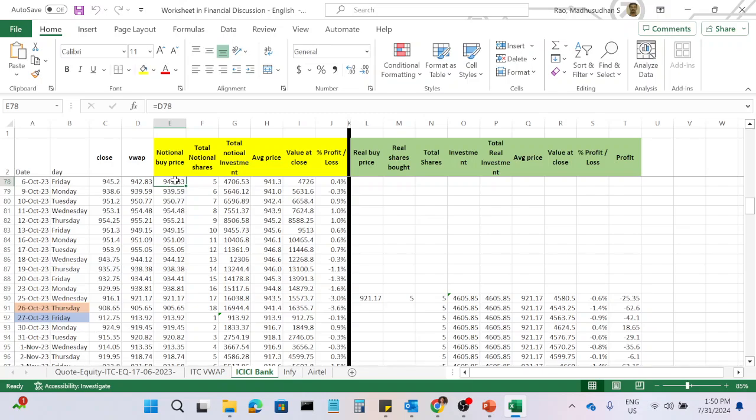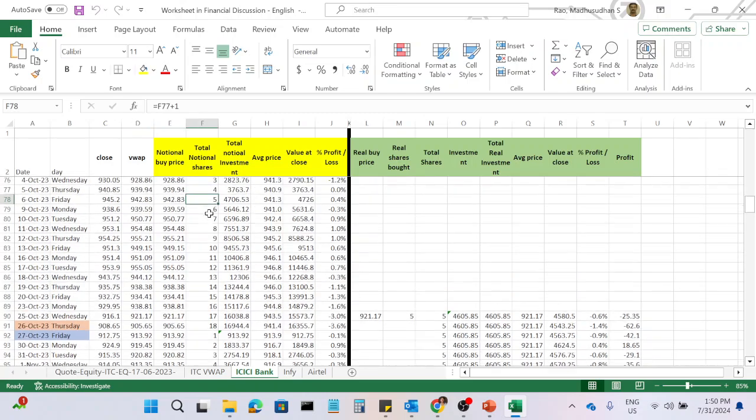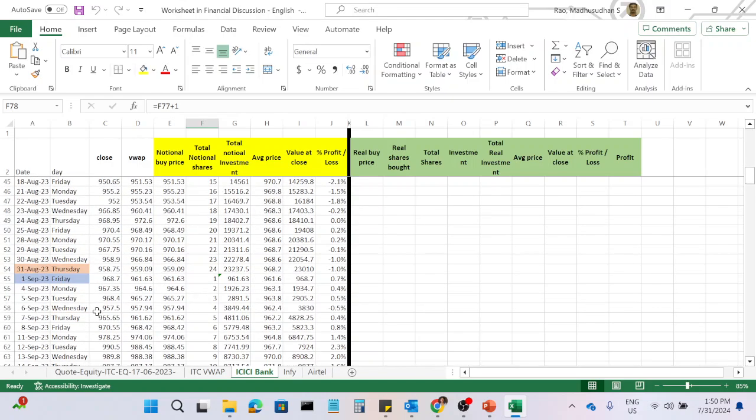That means notional buy, you are thinking that you are buying at the VWAP price, and then every day you are buying one stock. So whenever the expiry closes, you close, and then whenever expiry opens, you start fresh. And then you also identify the average price and the value at close, and then calculate the profit.